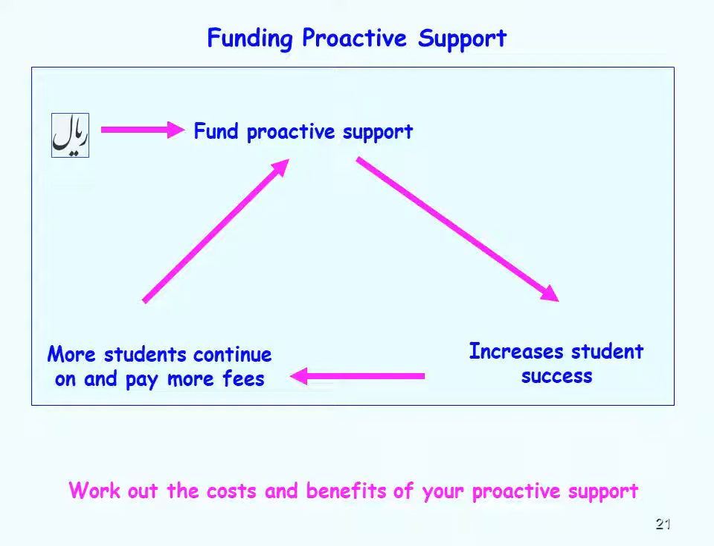When I costed my pre-course phone call project, we found that we had a return on investment of 450%. In other words, for every pound we put into the project, we got the equivalent of £4.5 back. So my advice to anyone who is interested in student support and student success: work out the costs and benefits of your proactive support, and you will find that it often pays for itself.